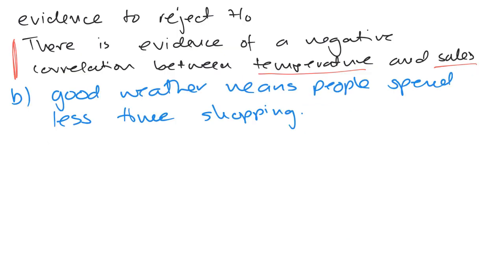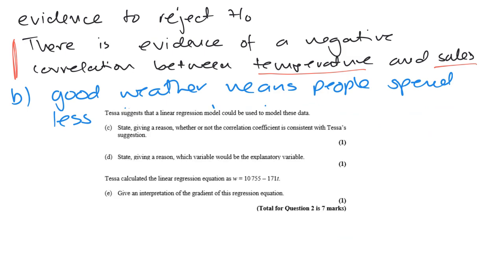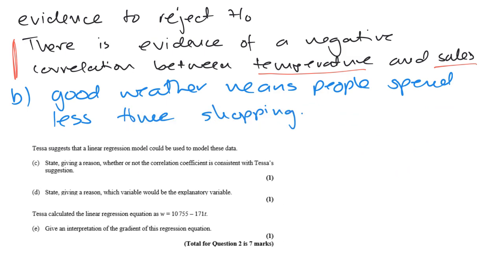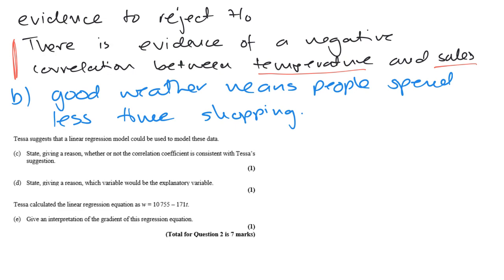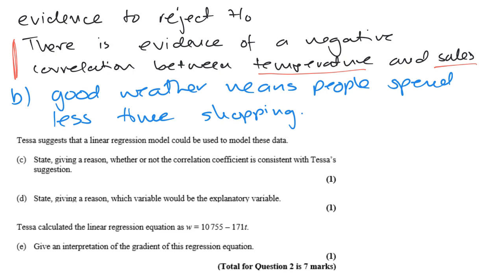Okay, so moving on, we get to the next part, which gives us some further questions to do. Tessa suggests a linear regression model could be used for these data. State, giving a reason. Well, our reason is that -0.9 is close to -1, suggesting a linear regression, suggests that the dots are close to a straight line. So that's what we state.